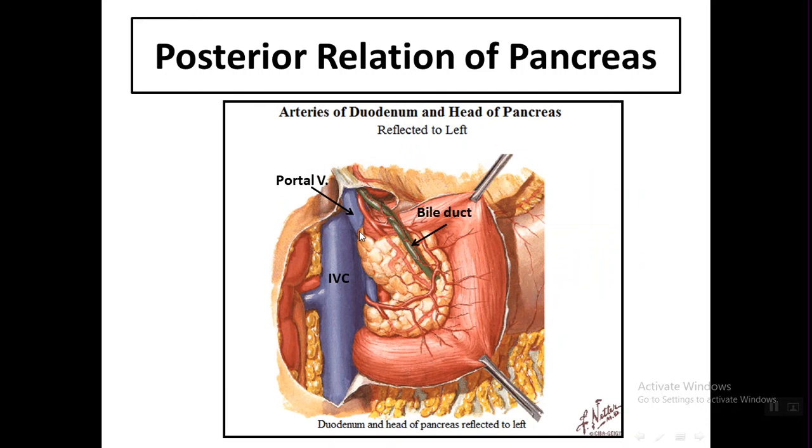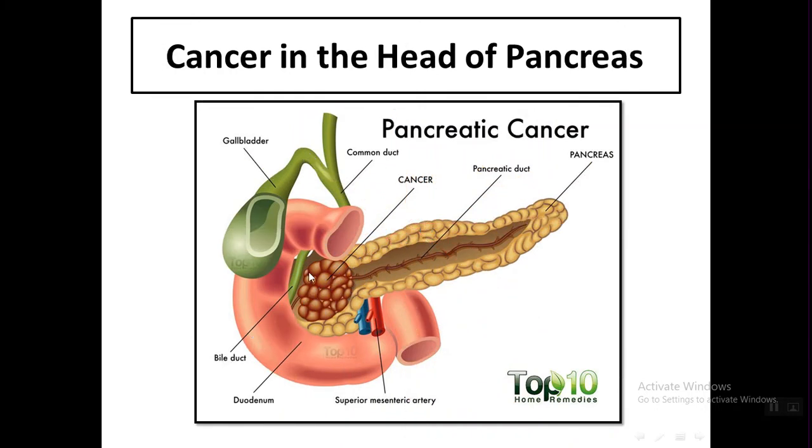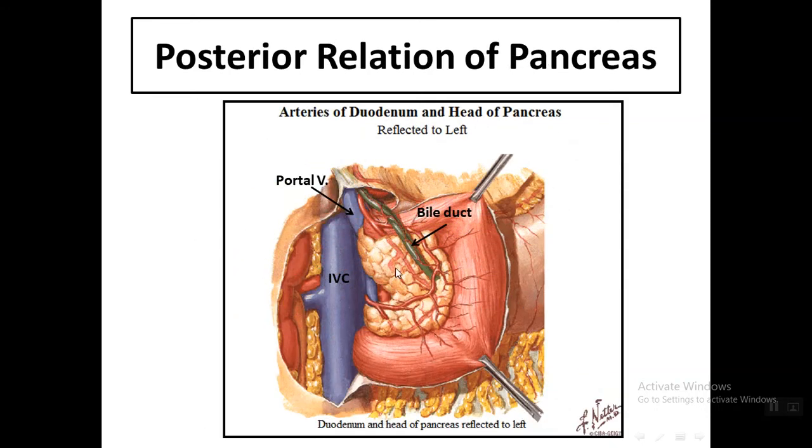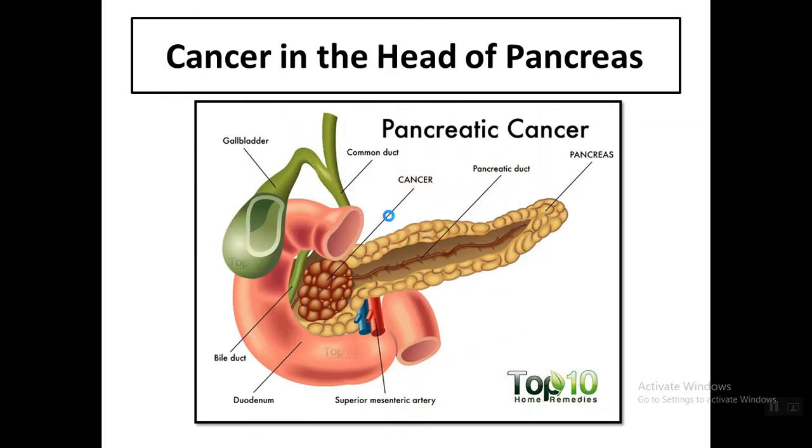One of the important posterior relations to the head of the pancreas is the bile duct. This is the bile duct running posterior to the head of the pancreas. This is important. Why? If we have a tumor or abnormal enlargement in the head of the pancreas, it will compress the bile duct. It will compress and cause a blockage to the bile duct and lead to a condition called obstructive jaundice.